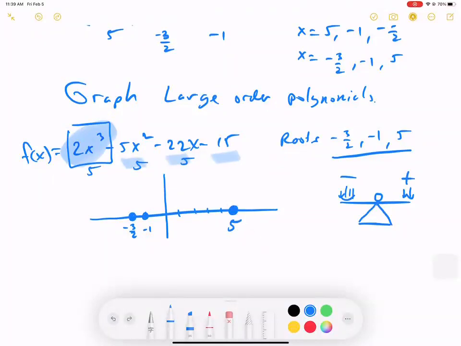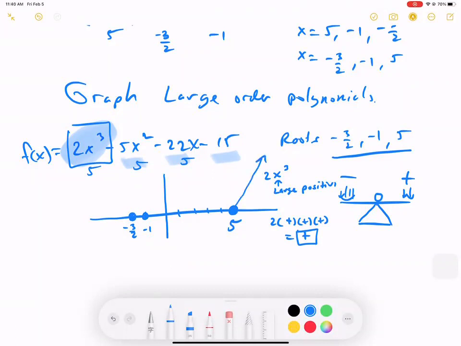Now, here is the hint. How do I know which way this graph is going to go? Looking here at 2x cubed, which is my biggest bully. If this was a large positive number, like 10, like 100, like 1,000, what does a positive times a positive times a positive give you? This number will still stay positive, right? I can guarantee you this graph will always rise up after 5.